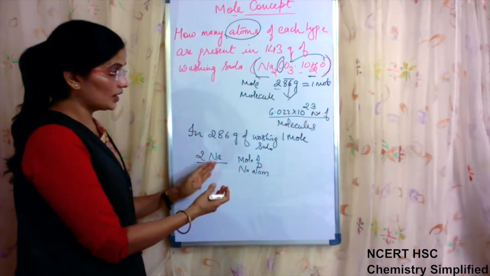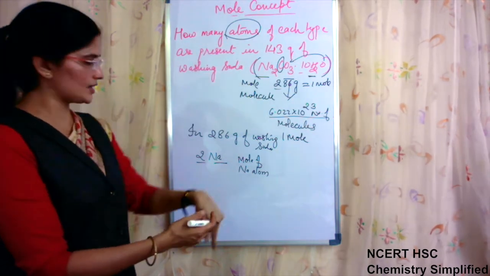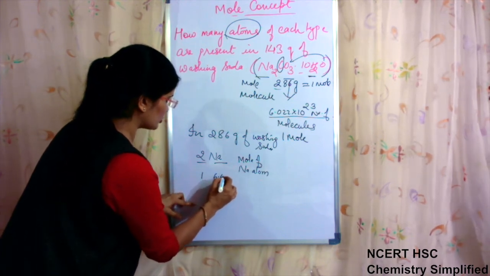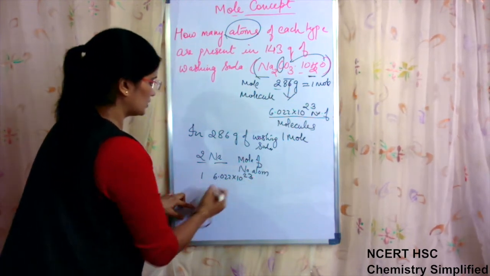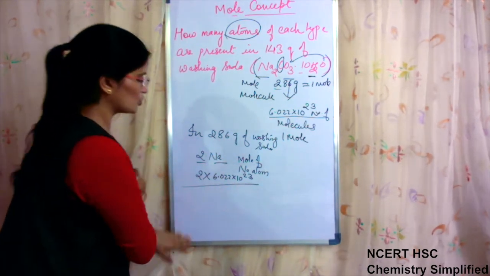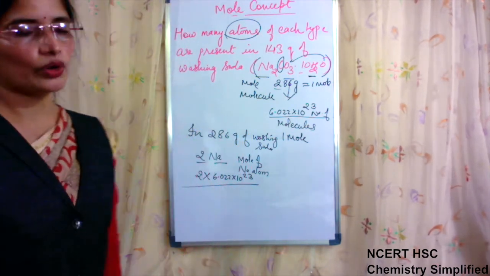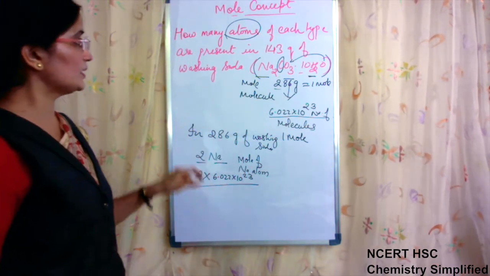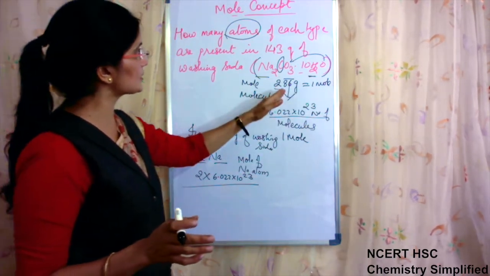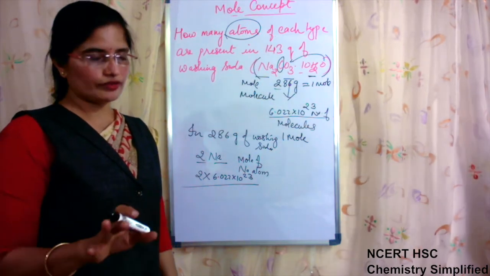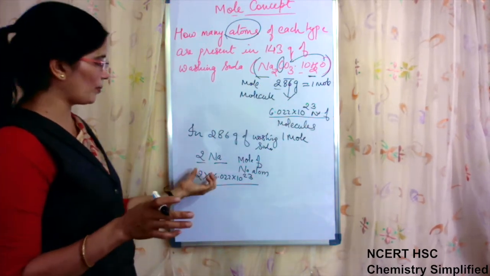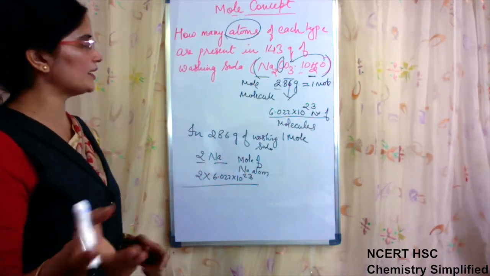In terms of number of atoms, because they are asking how many atoms: because there are 2 moles, and for 1 mole we know the number is 6.022 × 10^23, 2 moles of sodium means 2 × 6.022 × 10^23 atoms would have been present if they had asked about 286 grams. But they are not asking about 286 grams. They are asking about 143 grams. So we will calculate 143 grams later. First we should know, for 286 grams, how many atoms. In moles it is very simple.